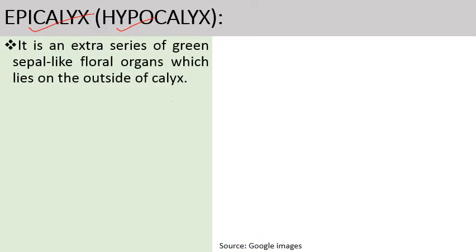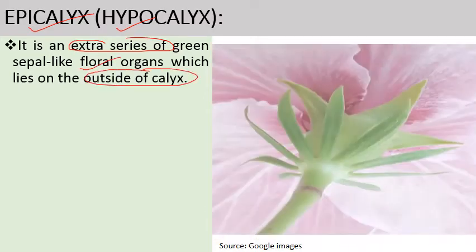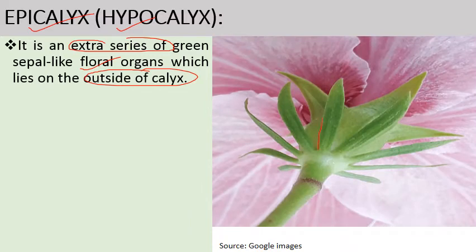So next comes another structure which is known as apicalyx, और इसे hypocalyx भी कहा जाता है. Sometimes जो calyx है उसके बाहर एक और leaf-like structure present होता है, उसे कहा जाता है apicalyx. Api means upon, calyx means calyx. Calyx के बाहर एक और sepals की तरह structure present होता है जिसे कहा जाता है apicalyx. So it is an extra series of green sepal-like floral organs which lies outside of calyx. So this is the photograph which shows this structure. जो sepals हैं उनके बाहर और leaf की तरह structure present होता है जिन्हें कहा जाता है apicalyx.